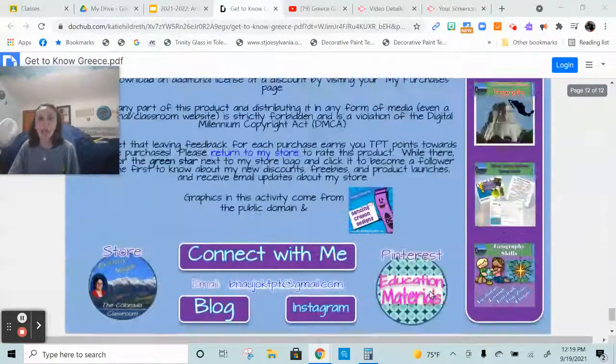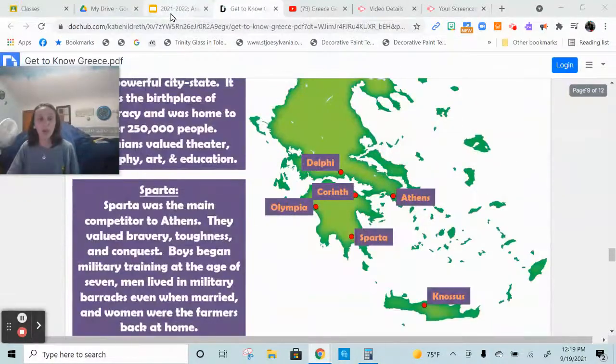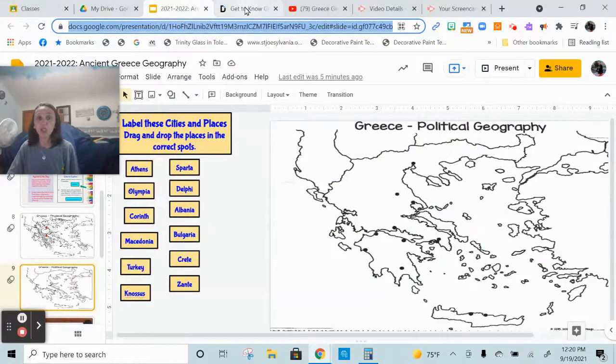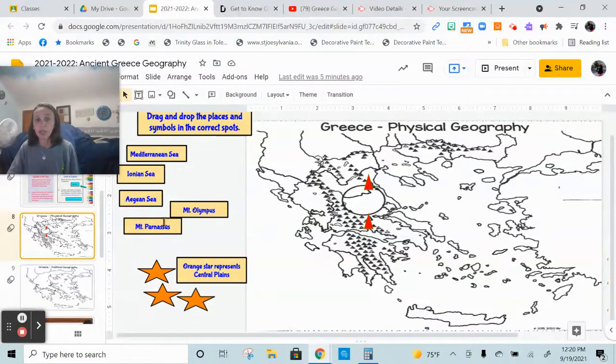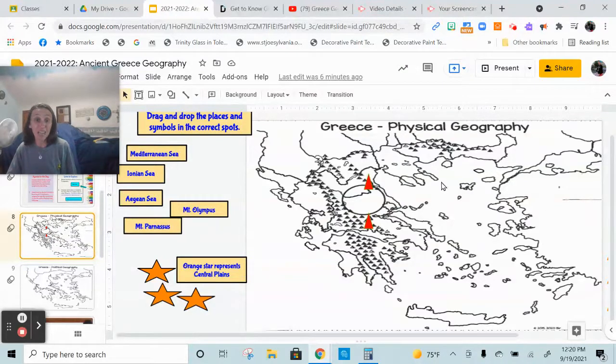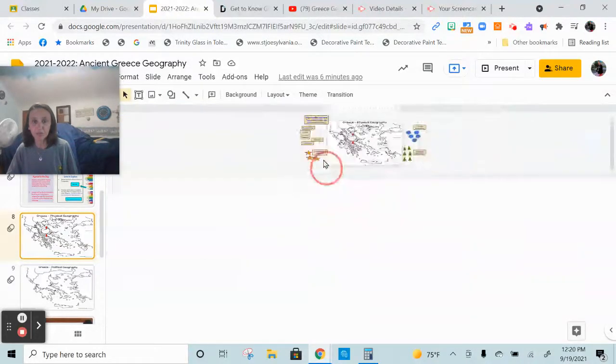Okay, so that was the slideshow. So what you're going to do is use these slides to find out where these cities are on this map and where the mountains, the oceans, and the central plains are on this map. Like I said, if you're at home, just drag and drop them into place, or if you want to print out and write in the names, you can go ahead and do so. Let me just make sure I didn't miss any.